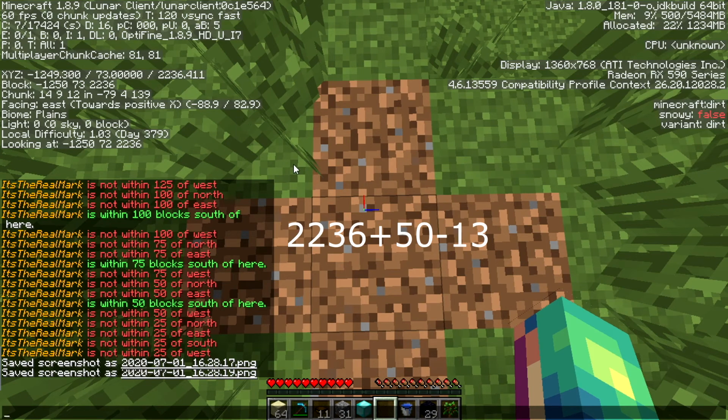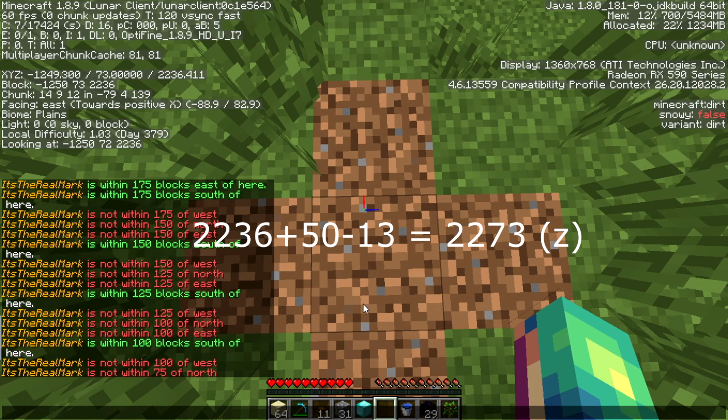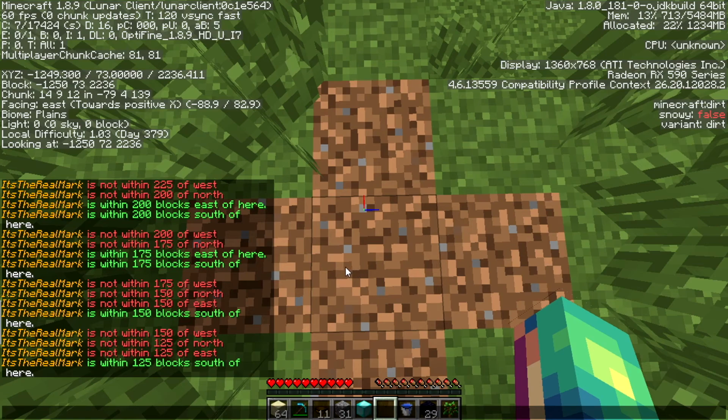So now I'm going to count the coords. 50 south of this C would be 2236 plus 50 minus about 13, which is half of the 25 narrow that we got, and that gives us coordinates of a 25 narrow, that's say 2273 on the Z, and on the X we're going 175 east.